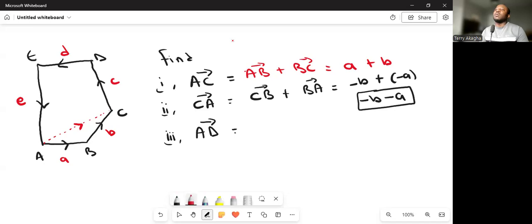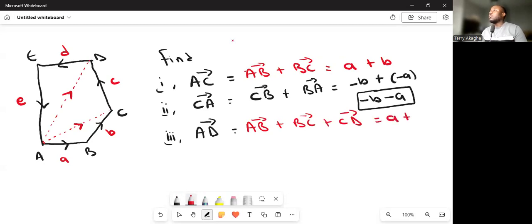Vector AD. So we're going from A all the way to D. So AD is going to give us, we have to go through A plus B plus C, because we're going to go through AB, BC, and CD. So it's going to be what? AB plus BC plus CD. And that will give us AB is A, plus BC is B, plus C. Okay.